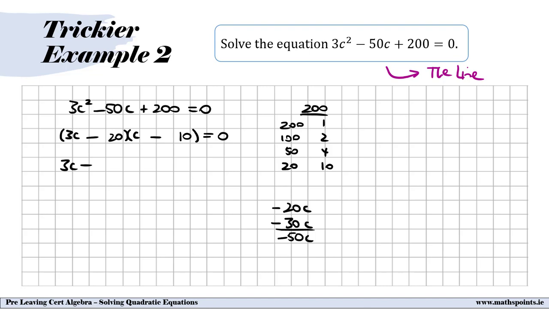We let each bracket equal 0, so 3c minus 20 equals 0, and c minus 10 equals 0. If 3c minus 20 is 0, and I add 20 to both sides, I get 3c equals 20, and then I divide both sides by 3, I get c is 20 over 3. And then if c minus 10 is equal to 0 and I add 10 to both sides, I get c is equal to 10. Now in this question, we actually already had the c equals 10 solution, and so we were looking for the 20 over 3.